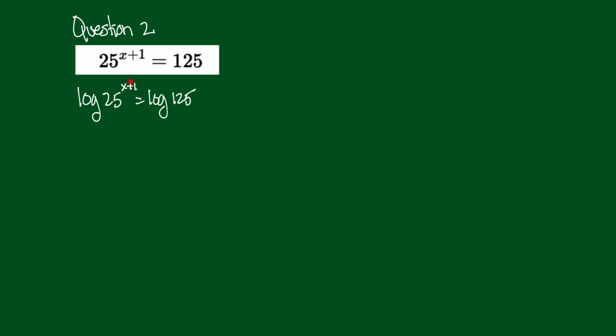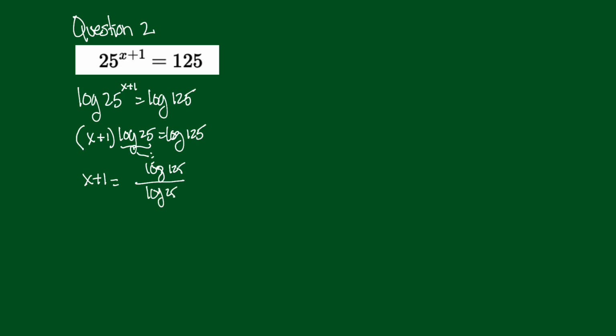Now, by the properties of logarithms, that exponent will come down in front as a multiplier. But be careful when you bring it down. You want all of it. So parentheses, quantity x plus 1 times the log of 25. That's equal to the log of 125. Now, this is just some number. Let's divide it. Okay, so I'll get x plus 1 is equal to this fraction now. Log of 125 by the log of 25.